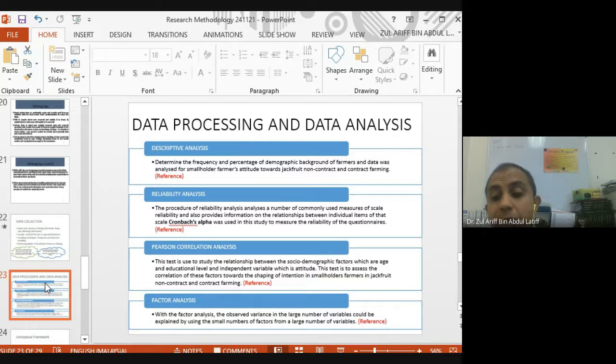You have to describe this in your methodology. These are the analyses that you're going to do. Descriptive analysis is where you describe the frequency, percentage, and also the mean of your respondents. The flow will be like your age, the income, the religion, the education level. All this will be in your descriptive analysis. Then reliability, which is to measure your questionnaire.